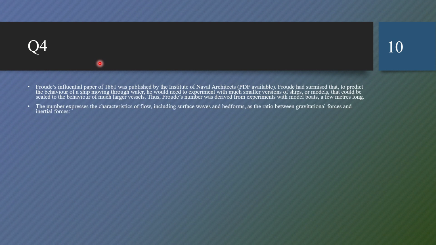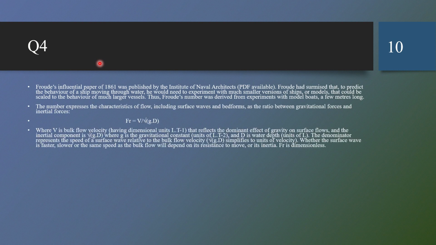By this, we saw with reference to the surface waves and bed forms, where the Froude number is nothing but the ratio of the gravitational force to the inertial force. If it is greater than 1, what does it mean? The inertial force is very less, so the gravitational force is very great.